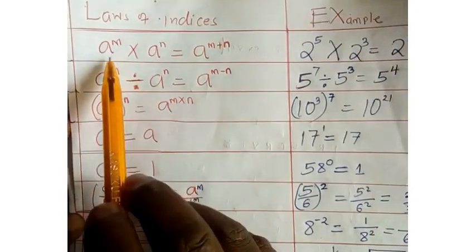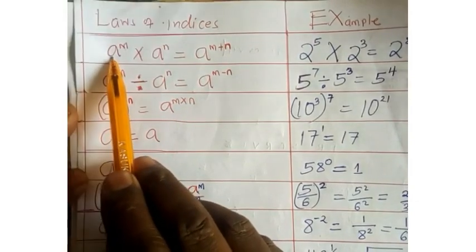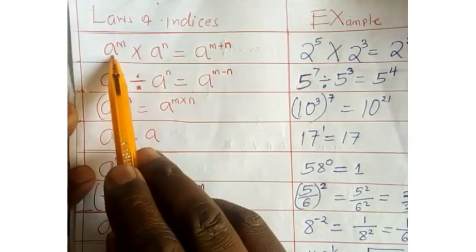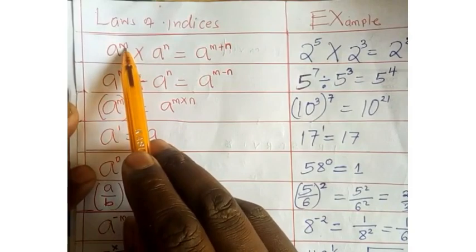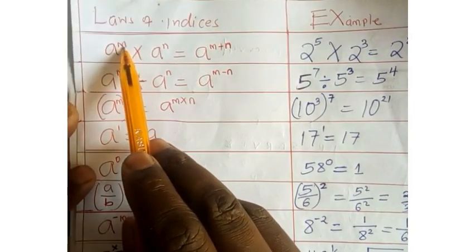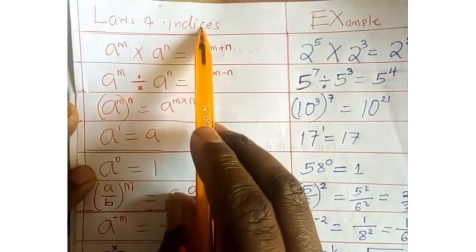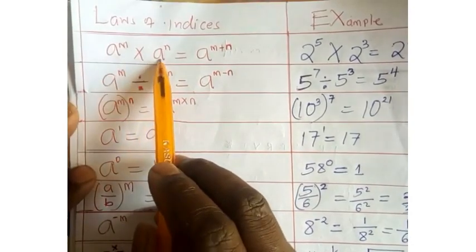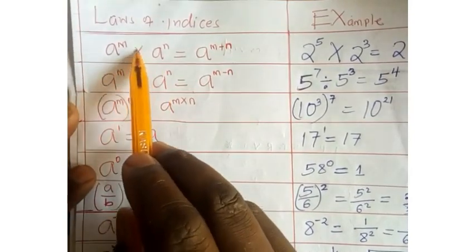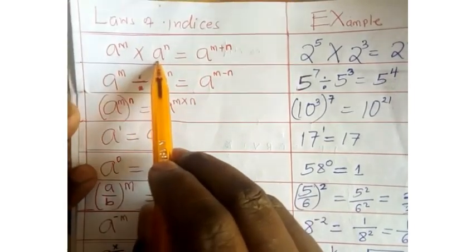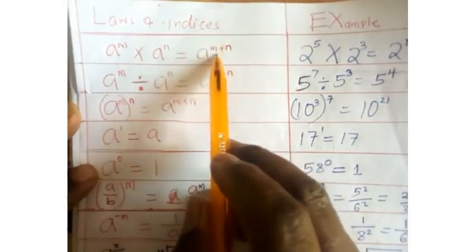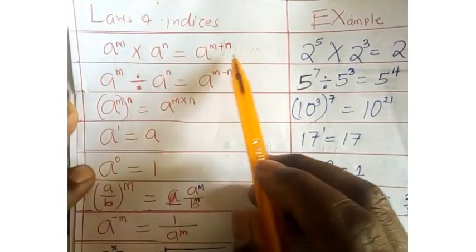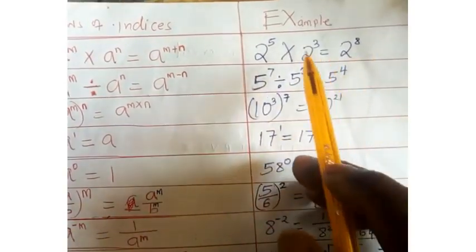So when we have a number written as a raised to power m times a raised to power n, this a is the base and m is the index. When indexes are many, we call them indices. So the plural of index is indices. So a times a, the base is the same, and it is multiplied. What do we do? We take one base, that is a, and then we add the index or the power.